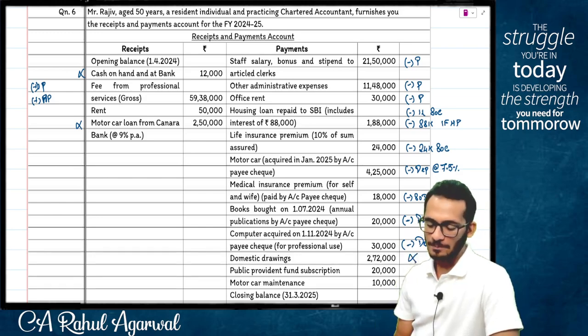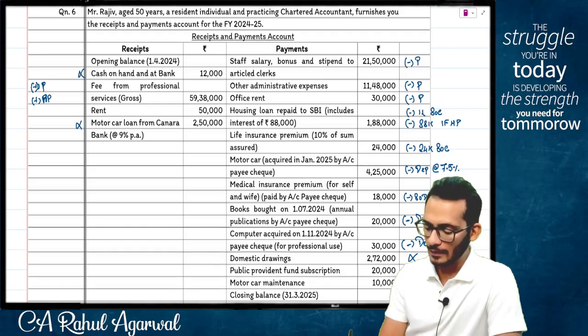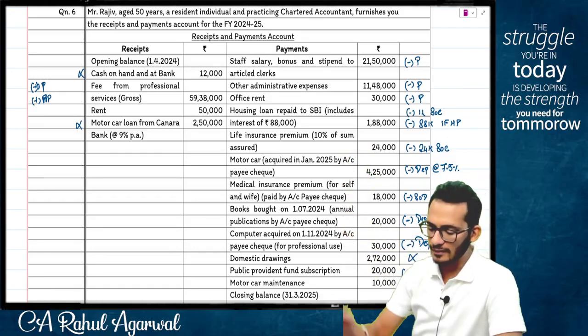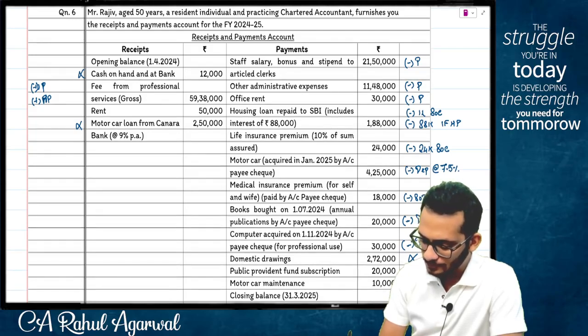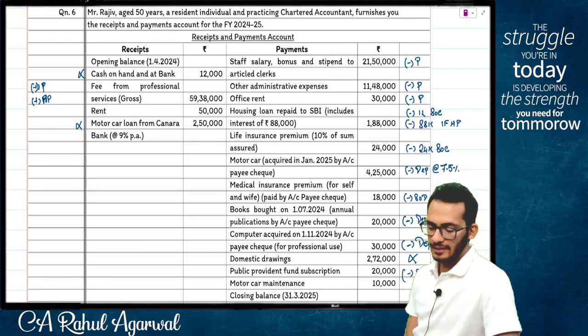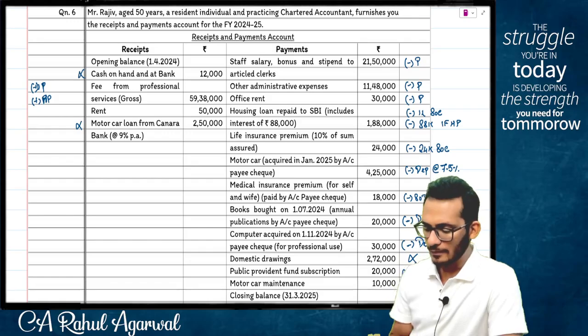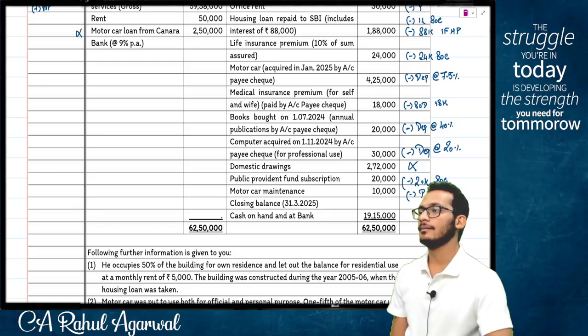Ignore. Public Provident Fund subscription 20,000. Section 80. See, now I'm noticing people have already claimed 1 lakh here, 24,000 here, another 20,000, which is still allowed, no problem, because I don't have a restriction here. Yes, motor car maintenance is 10,000 rupees. This is minus under PGBP, giving me closing balance of cash in bank 19 lakh 15.